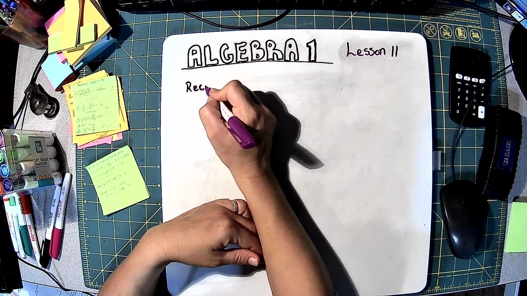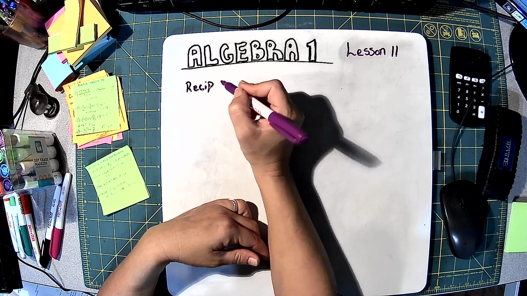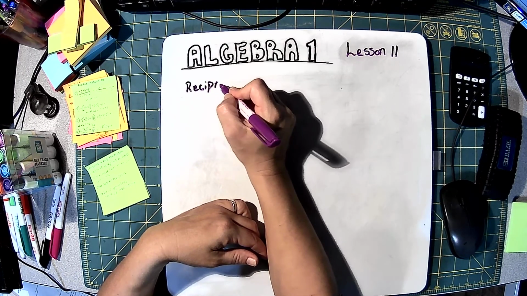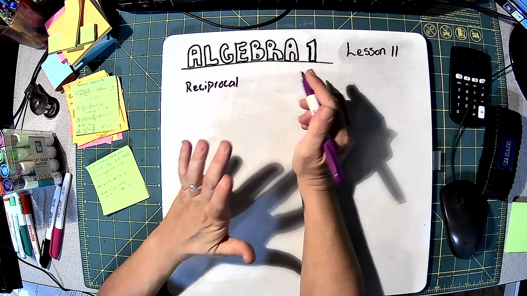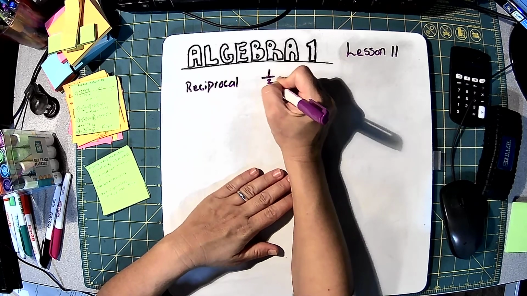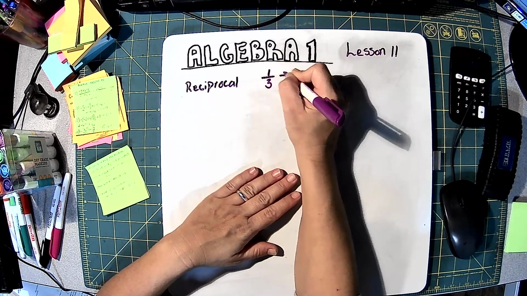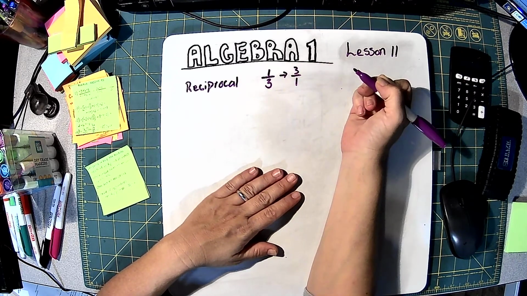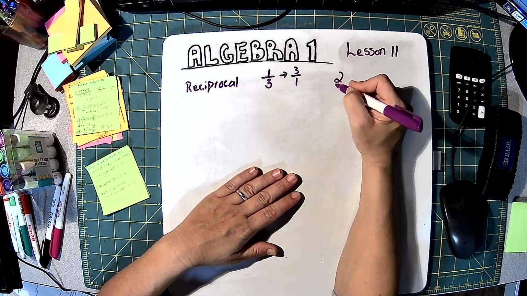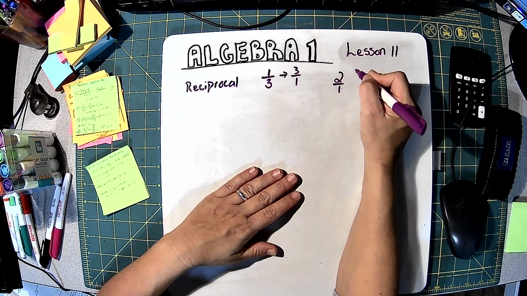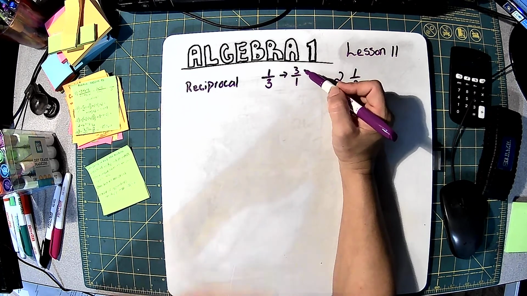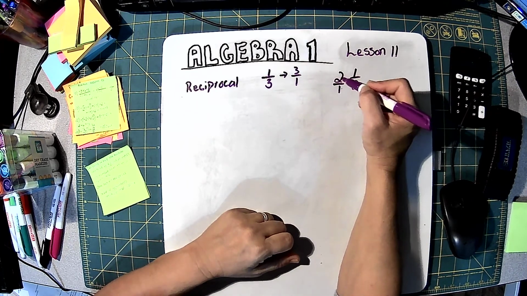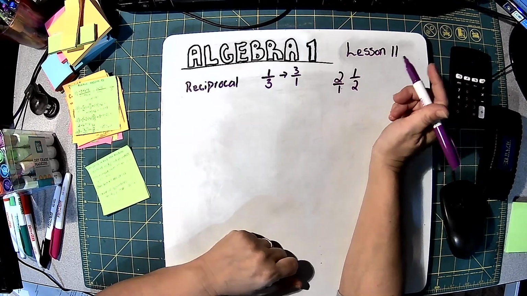Reciprocal is just when you flip a fraction. It's harder to spell than explain. It's when you flip a fraction upside down. So if you have 1/3, you flip it and you get 3/1. If you have 2, you flip it. That really means 2/1, so you get 1/2. Okay, so 1/3 is the reciprocal of 3, and 2 is the reciprocal of 1/2.